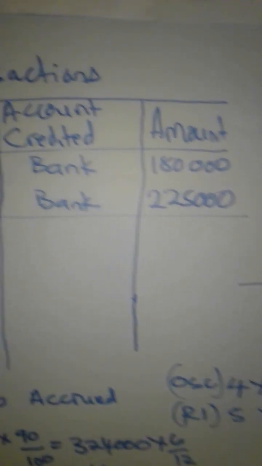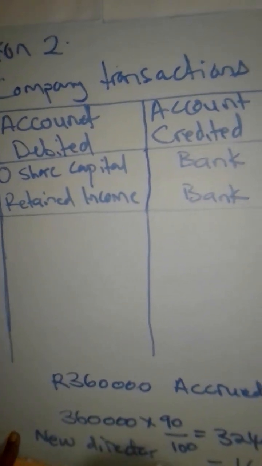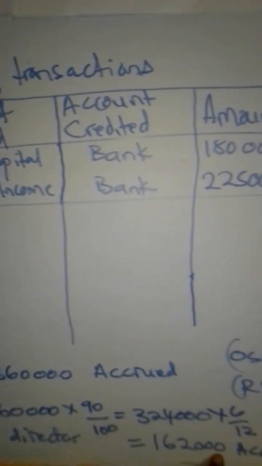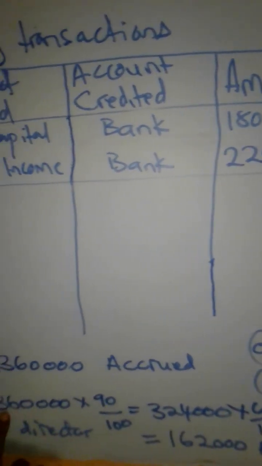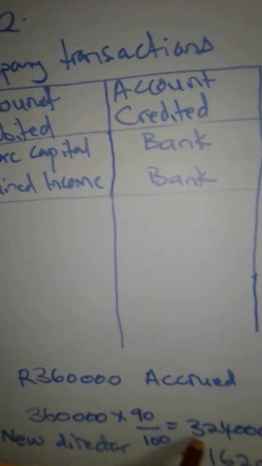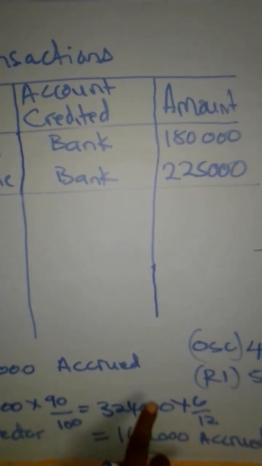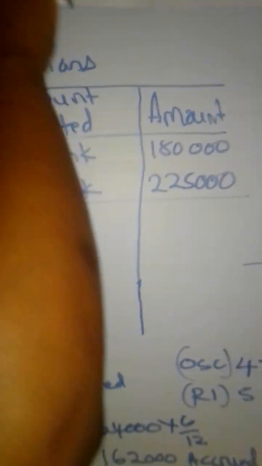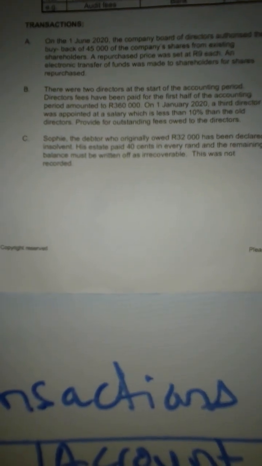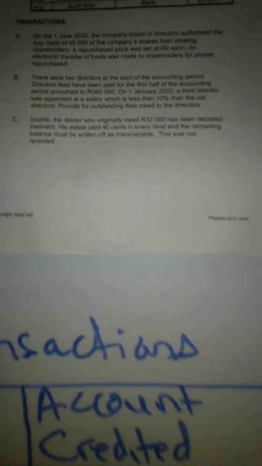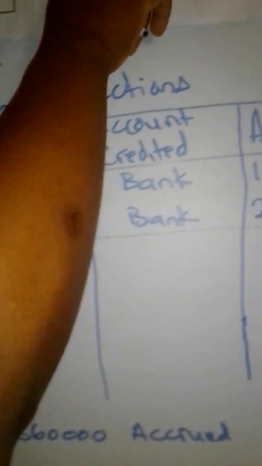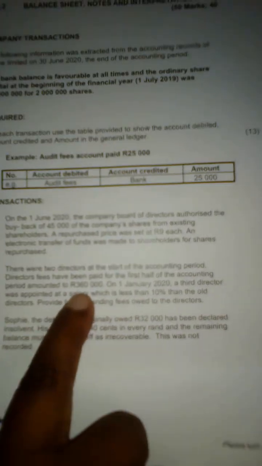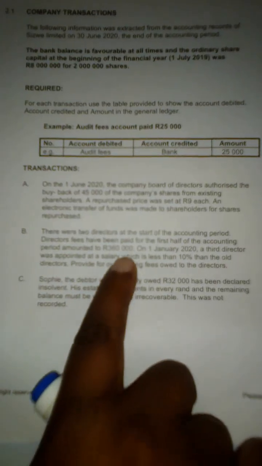162,000 is accrued or is outstanding for the new director. The new director is being owed 162,000. Why? 10% less, he's not going to get the same salary as the old directors, which means his salary will be 324,000 for the year, but he's only there from 1 January up to the end of the financial year, 30 June, which is 6 months. So the money that is due to him is 162,000. And then for the old directors, they are being owed the same amount as the one that is given there, because this is indicating half, so the other half is the same amount, 360.